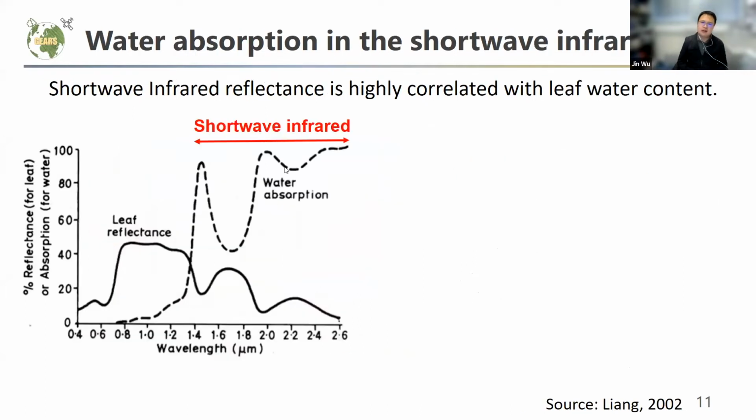And here is another example to show how we can infer the leaf water content from the hyperspectral reflectance. On the left panel, the dashed line shown here refers to the absorptance of leaf water along the spectral wavelength. And we can tell that in the shortwave infrared range, water can absorb more than 40% across most of this spectral range.